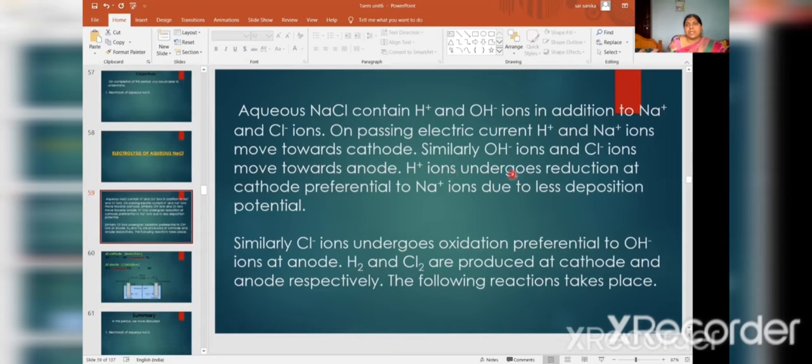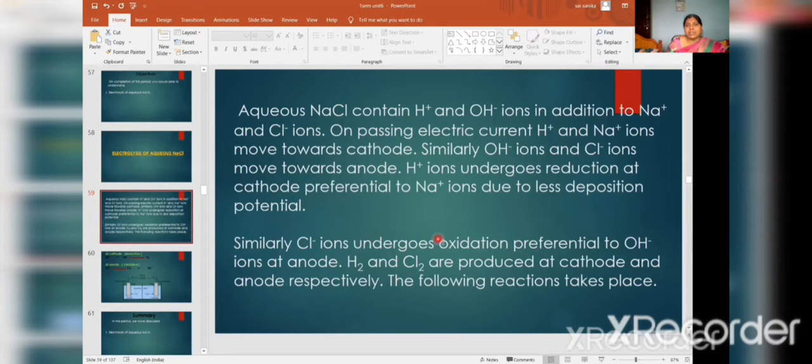Among H plus and Na plus ions, which undergoes reduction? The H plus ions undergo reduction at the cathode, in preference to Na plus ions, due to less deposition potential. So the H plus ions undergo reduction. Similarly, at the anode, Cl minus undergoes oxidation.